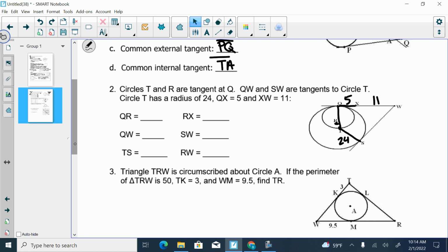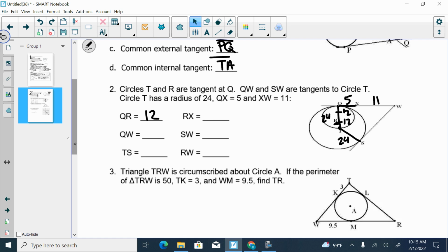Okay, so then they ask, how long is QR? Well, the radius goes from T to Q, right? Which is half of the circle. But that also goes all the way from one edge of the circle to the other. What do we call the line that goes all the way to the middle? Diameter, right? So the diameter of our small circle is 24. So what would the radius of the small circle be? 12. So that piece would have to be 12, and so would that piece, right? It's cutting it in half. So QR would have to be 12.